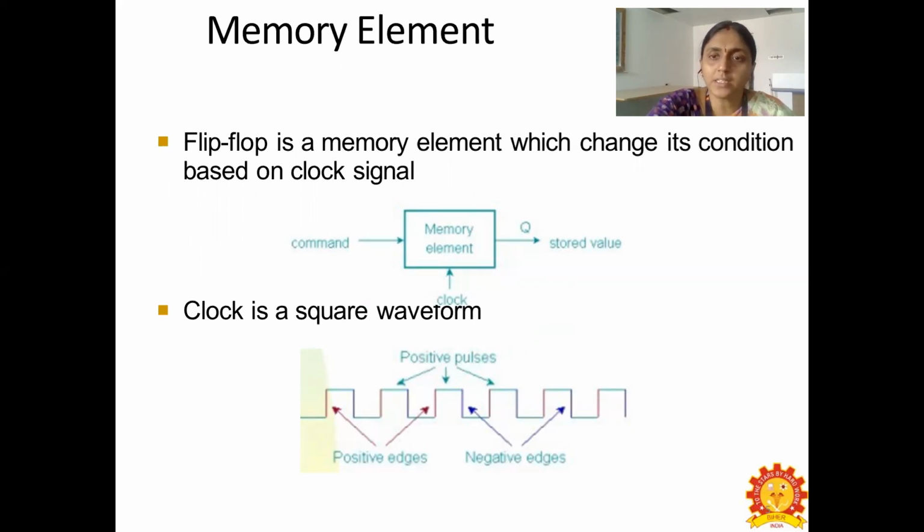The clock pulse is always a square waveform, where we have positive edges and negative edges. Positive edges are where the transition is from 0 to 1, and negative edges are where we find the transition from 1 to 0. Here we can see the positive pulses and the negative pulses alternately in the clock square waveform.